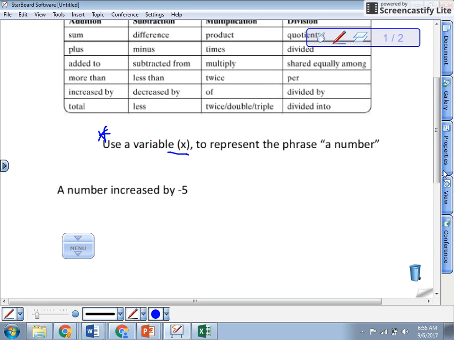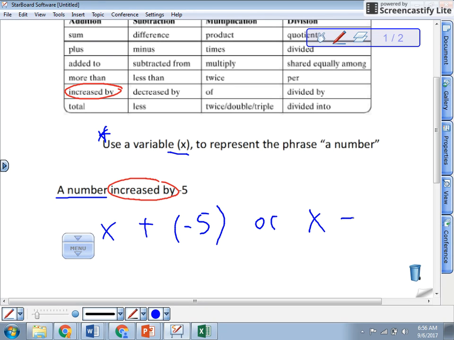A number increased by -5. So here we go. There's that phrase, a number. So we're just going to put x there. Increased by. All right, let's see where we can find that phrase. Here it is underneath addition, increased by. So I'm going to put a plus sign and then -5. So we can put parentheses -5, or you can just write it as x minus 5. Because plus and negative really is just subtraction.